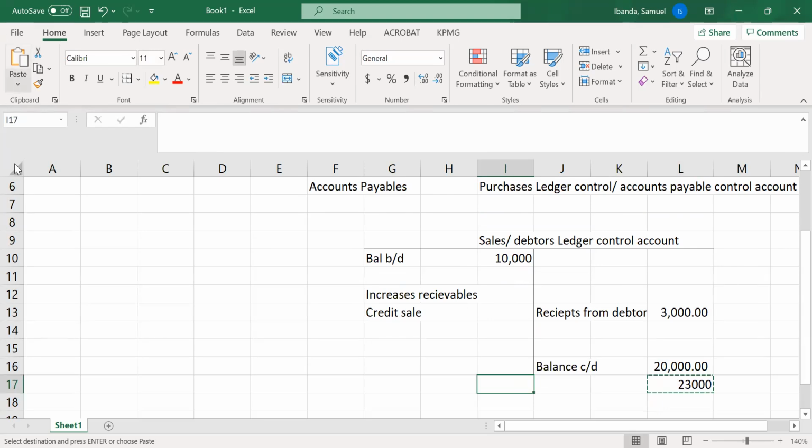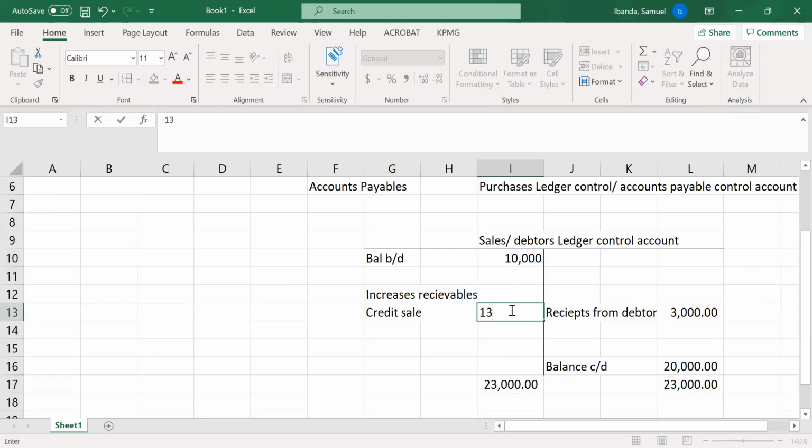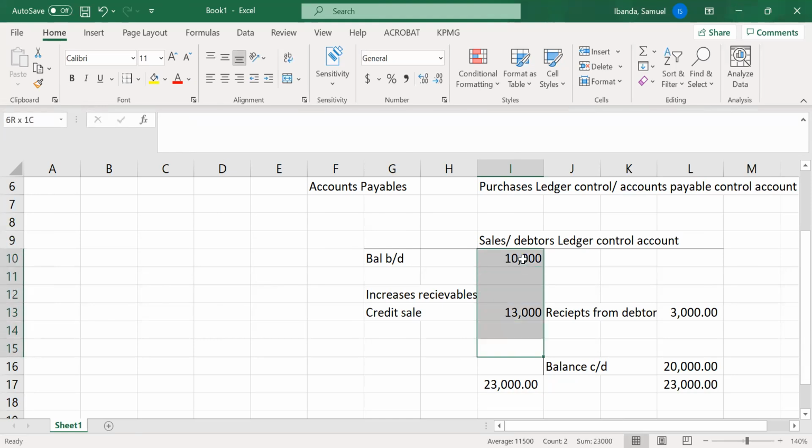So ideally, this side should also have 23,000. But because it doesn't have 23,000, it means that I have to get the balancing figure. So the balancing figure will be basically this minus the total of what is on this side. Now here I only have one item, which is the 10,000. So 23,000 minus 10,000 basically gives me 13,000. So when you look at this, it now balances.